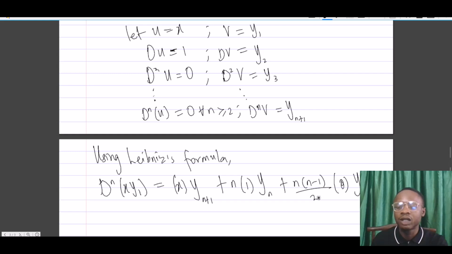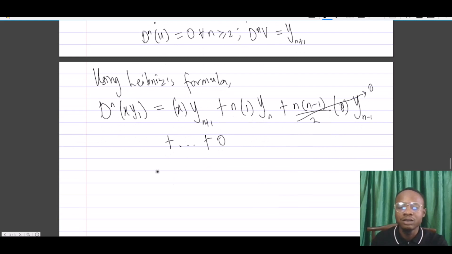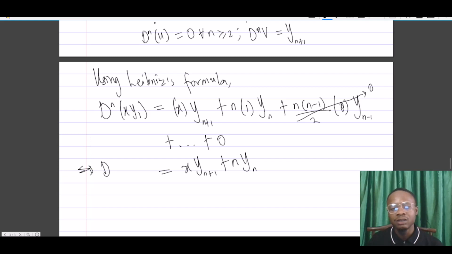So basically we'll have that, and every other thing will become 0, so there's no need to write them out. All of this will become 0, so we can just write this out clearly. This is just going to be equal to x y_{n+1} plus n y_n. All right, so with this, we are good to go. We can just write this out and observe that this nth derivative of x y_1 is equal to this expression, and we can call this equation 2. So this is equation 2.